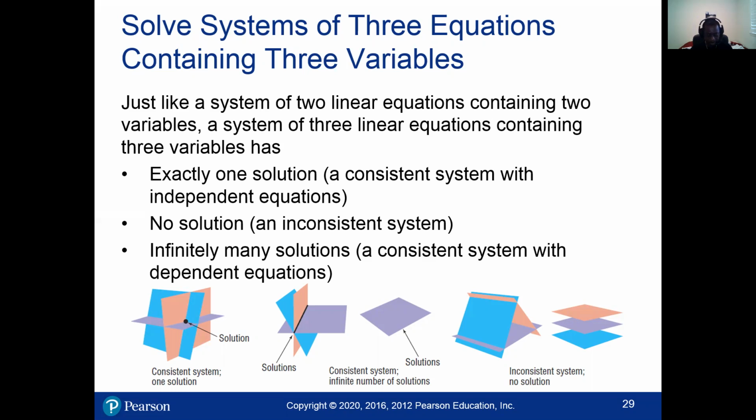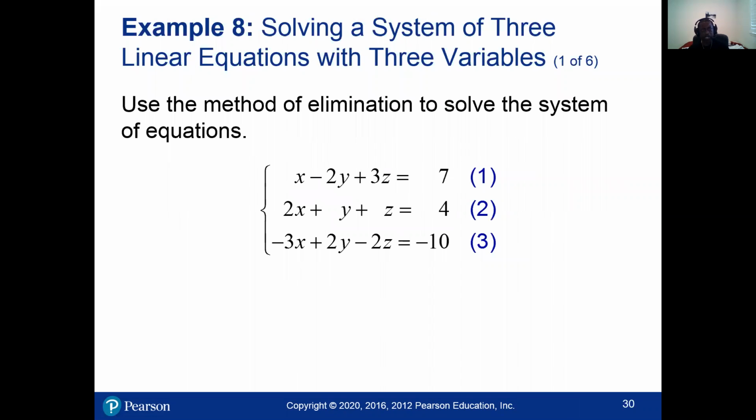And of course, these are the diagrams. The first one has one solution. It is consistent, and it has one solution. This one has infinitely many solutions. And then these parallel lines are inconsistent, so they have no solution.